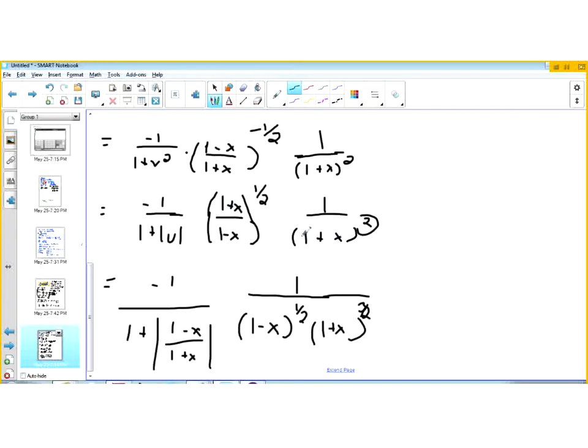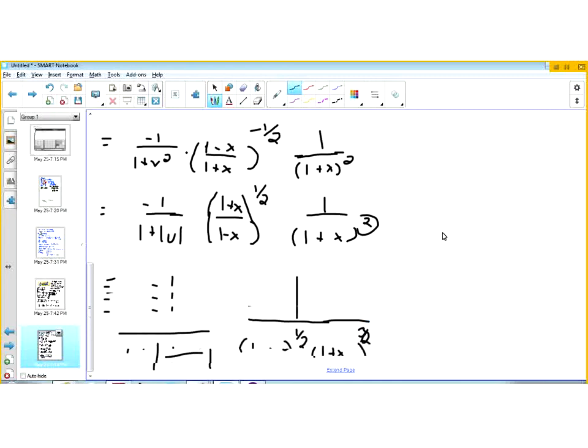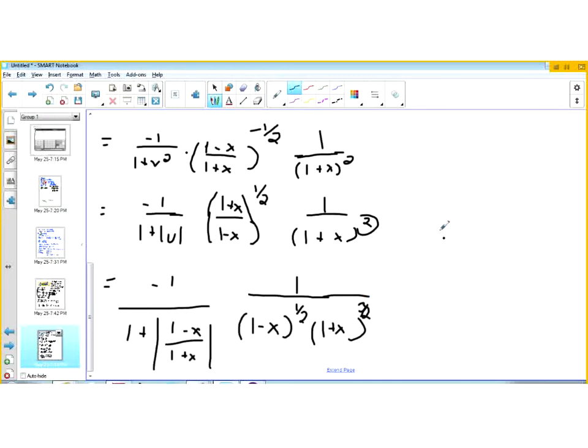Let me clean that up. That should be all of this to the 1/2. Okay, and then 1 plus x to the 1/2 divided by 1 plus x squared is 1 plus x to the negative 3/2, as shown here. So there's the answer. All right, so this is the answer.